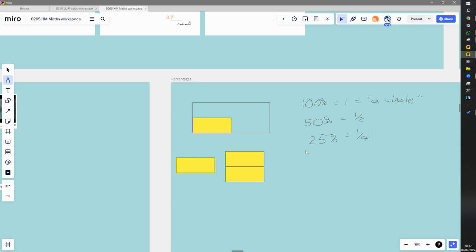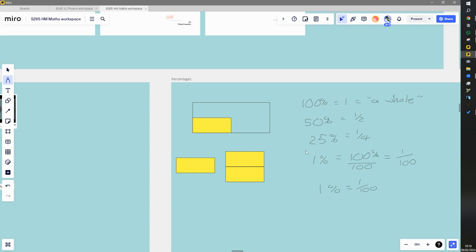So what would 1% be? Well, 1% is actually 100% divided by 100, isn't it? And so if 100% is 1, then 1% must be a 100th. So the most useful thing when you think about percentages is that with 1%, just imagine it says 100th.